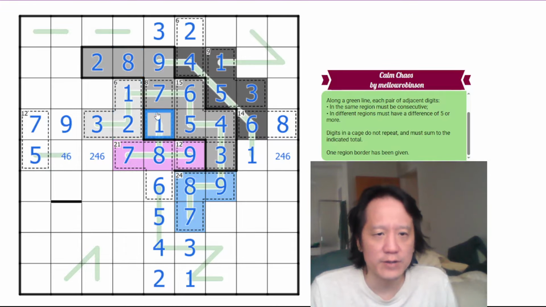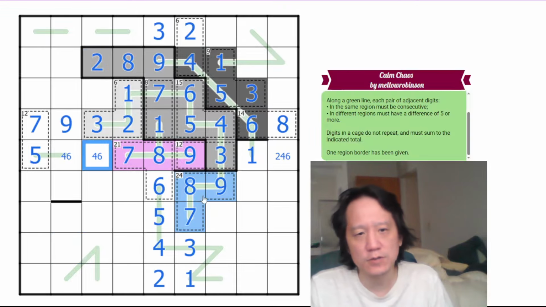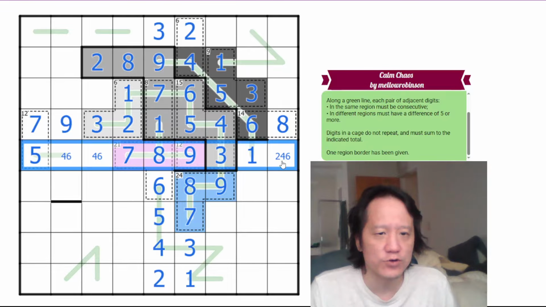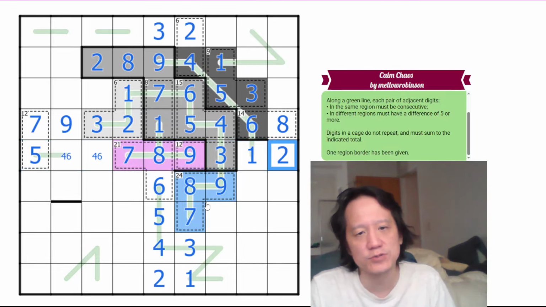Could not go that way, but yeah, these are separate regions. So we have all this gray region done. This is a separate region. These are all the same region. You could have 2 here. 2 eliminates 2 here. So we have a 4, 6 pair in row 5, which eliminates 4 and 6 in the rest of the row. So this is 2.